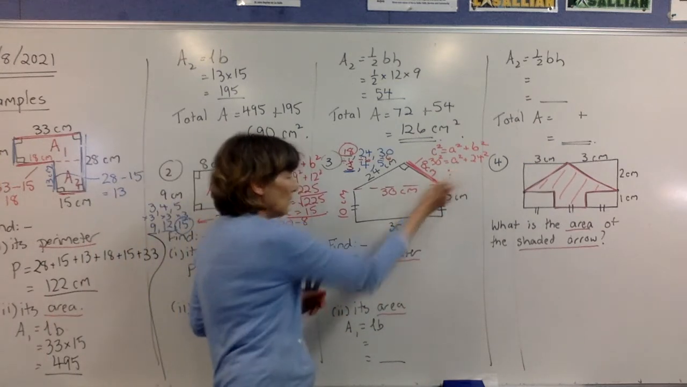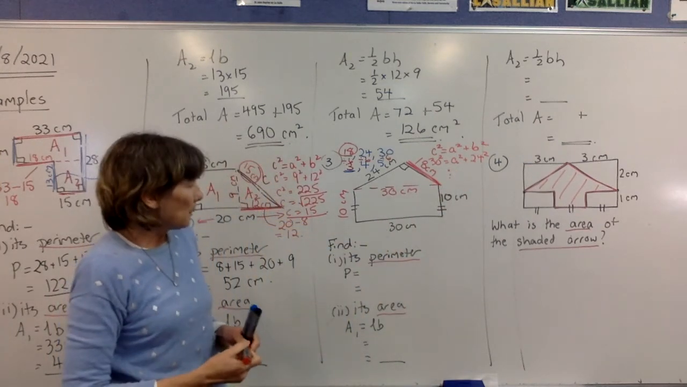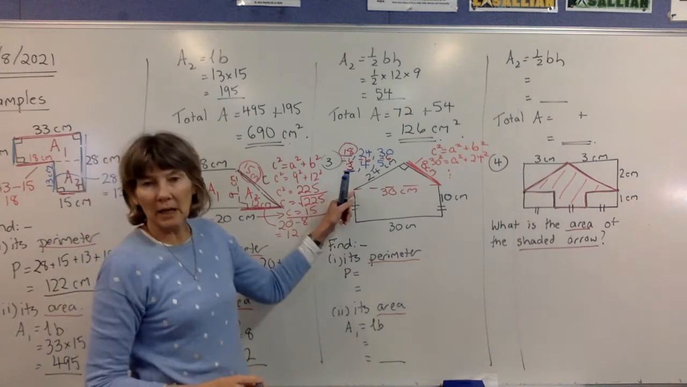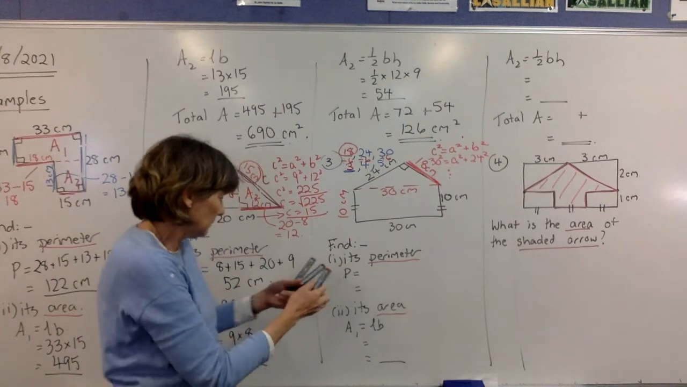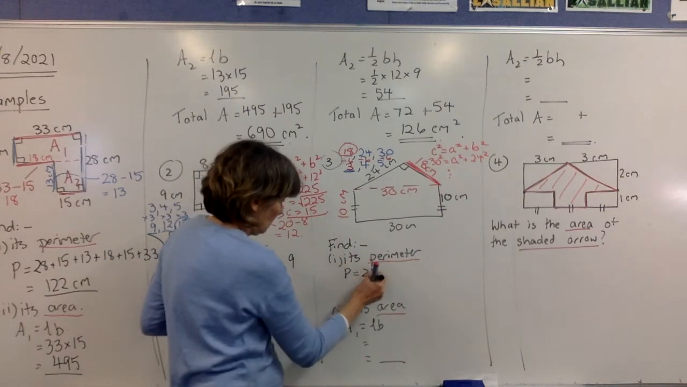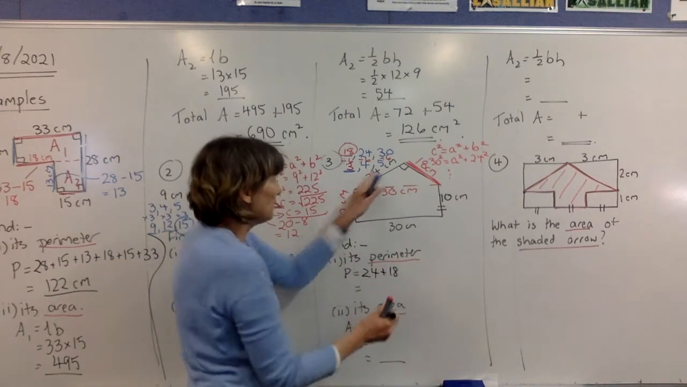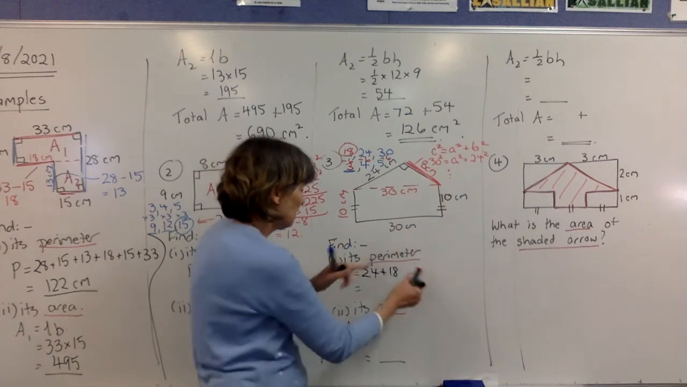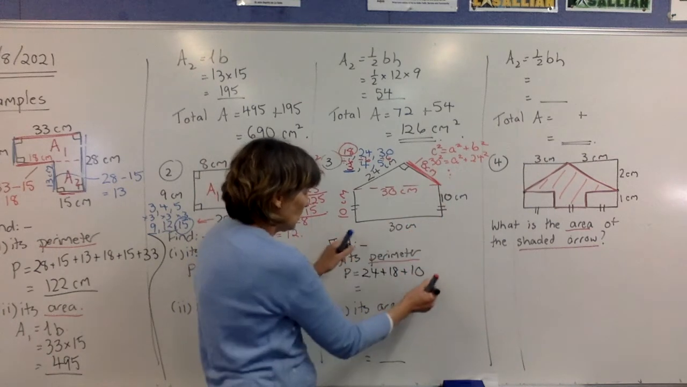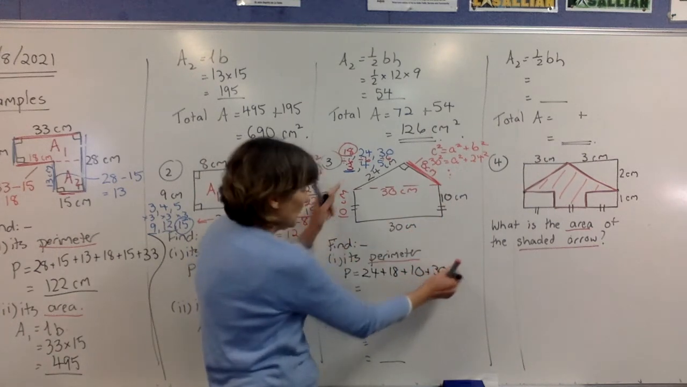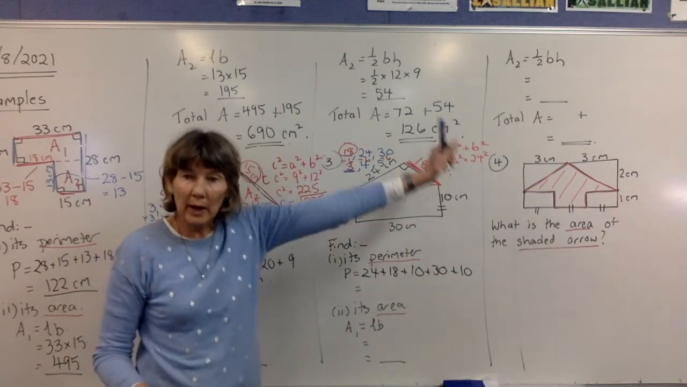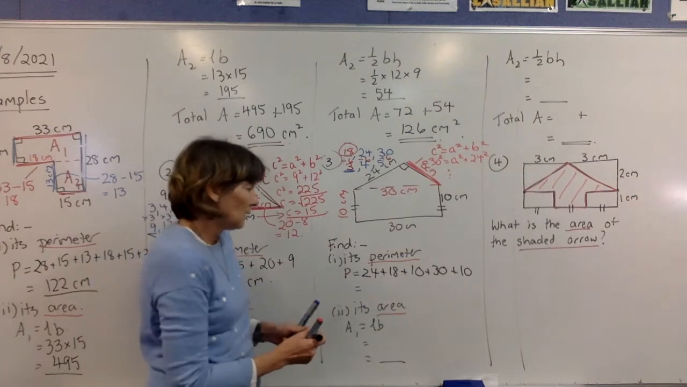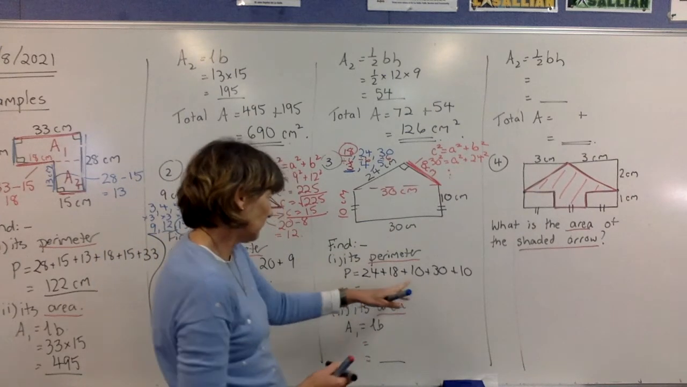Okay, so we're finding our perimeter. I'm going to start here in this left corner and go around. So we've got 24 plus 18. Perimeter, remember, we're going all the way around the outside of the shape, plus 10, plus 30, plus 10. I don't want to see anybody adding on that 30 in the middle there. We're going around the outside for perimeter. All right, now we're going to total these up.